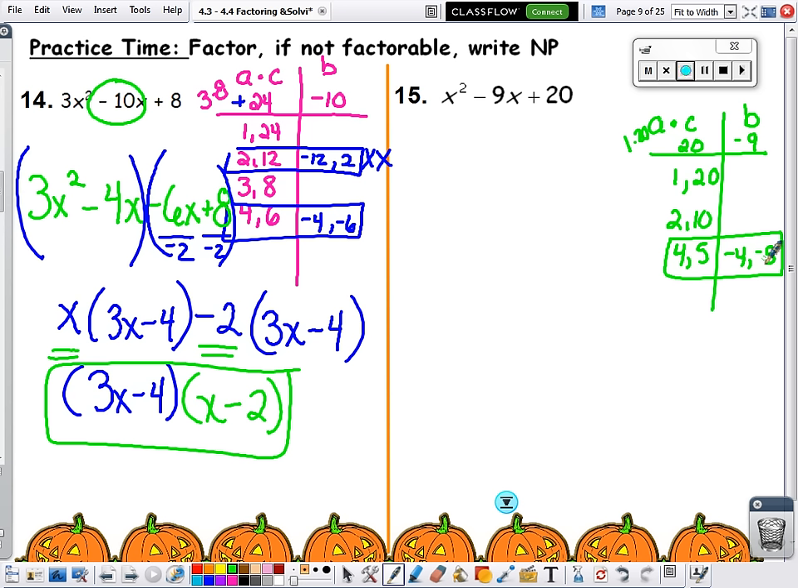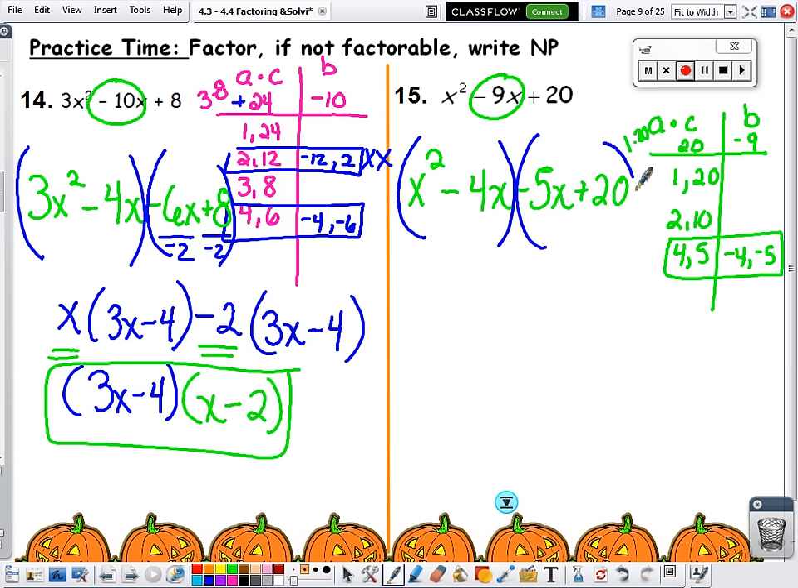That's step 1. Step 2 now has us go to the rewrite, where we're going to rewrite our middle term. So we're going to have x squared minus 4x minus 5x plus 20. We are now going to group the first two, group the second 2. I have x squared minus 4x. I can factor out an x, and I'm left with x minus 4.